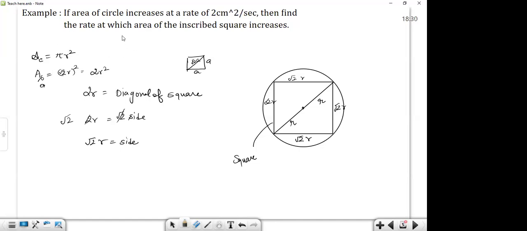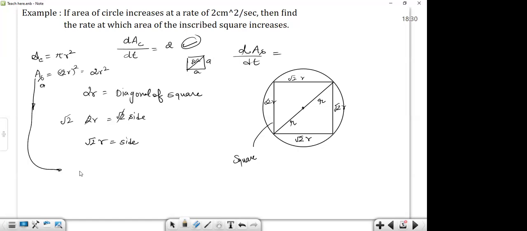And what is given? The area of the circle increases at a rate of 2 with respect to seconds. So it is given with respect to time. We may not write the unit every time. So this is given to us. What we have to find is the rate at which the area of the inscribed square will change.